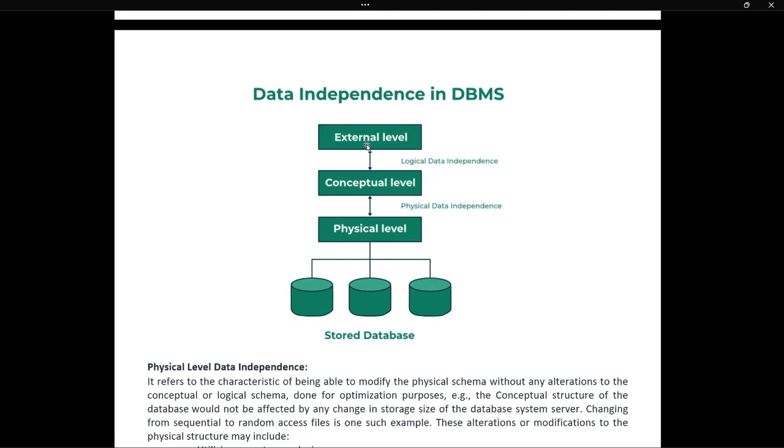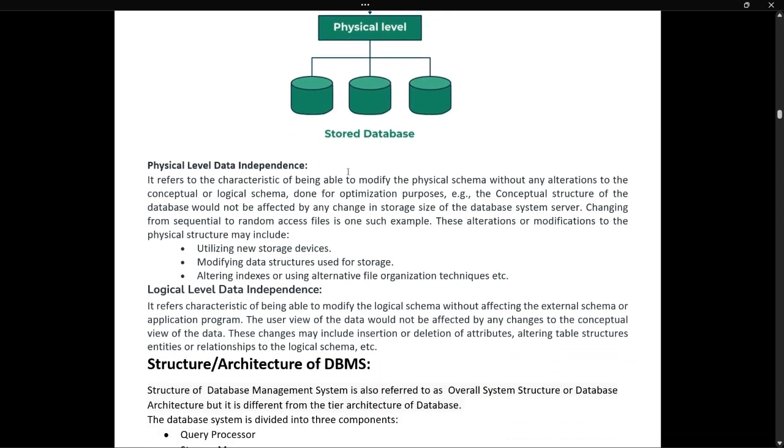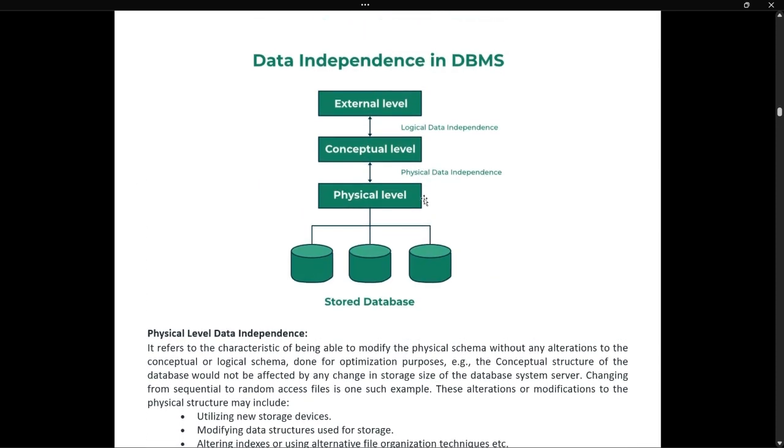So let's see what exactly physical level and logical level mean. Physical level data independence refers to the characteristics of being able to modify the physical schema without any alterations to the conceptual or logical schema, done for optimization purposes. So obviously, as I said to you, whenever there are changes made in the physical level, it should not affect the data that is present in the conceptual level.